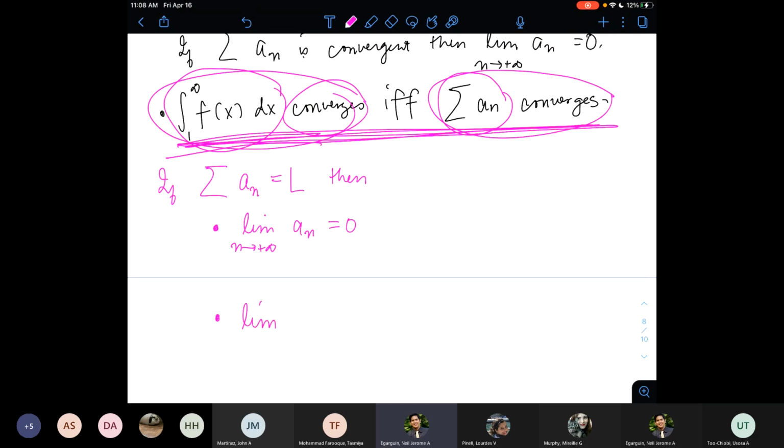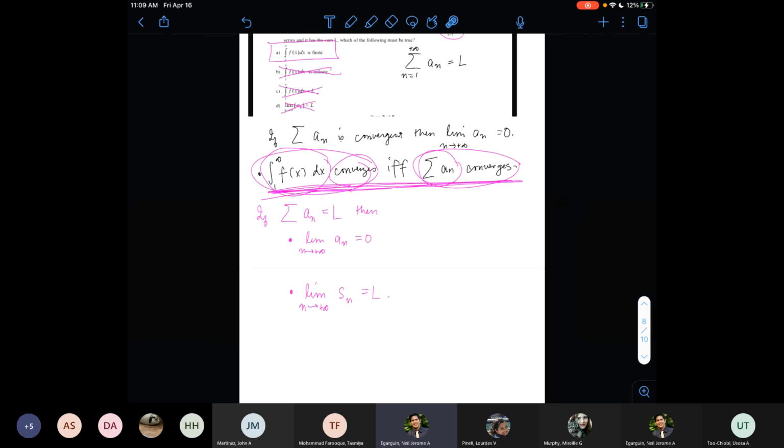And another fact is the limit of the partial sums as n approaches infinity is equal to L. Sometimes students confuse the limit of the nth term and the limit of the partial sum. So if the series converges to L, the nth term, the thing inside your summation, will have limit 0, but the partial sums will have limit L. I think there's an analogous question like that in the electronic quiz. So hopefully that clears things up.